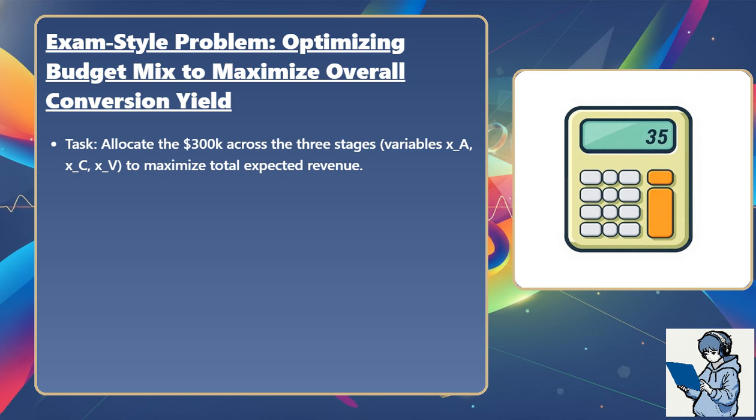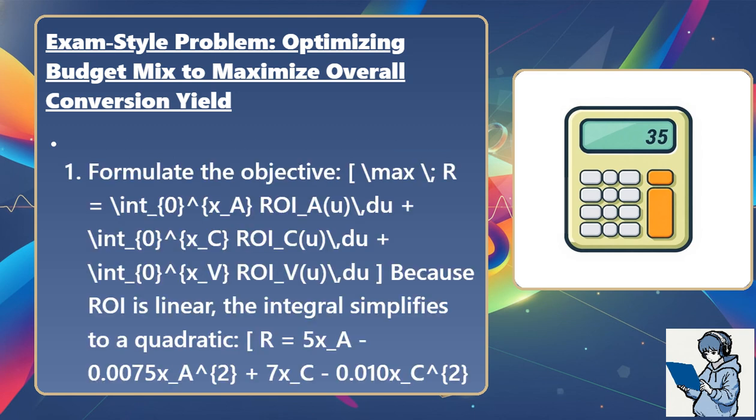Task: allocate the $300,000 across the three stages, variables X_A, X_C, X_V, to maximize total expected revenue. 1. Formulate the objective: maximize R equals integral from 0 to XA of ROI_A of u du, plus integral from 0 to XC of ROI_C of u du, plus integral from 0 to XV of ROI_V of u du. Because ROI is linear, the integral simplifies to a quadratic.